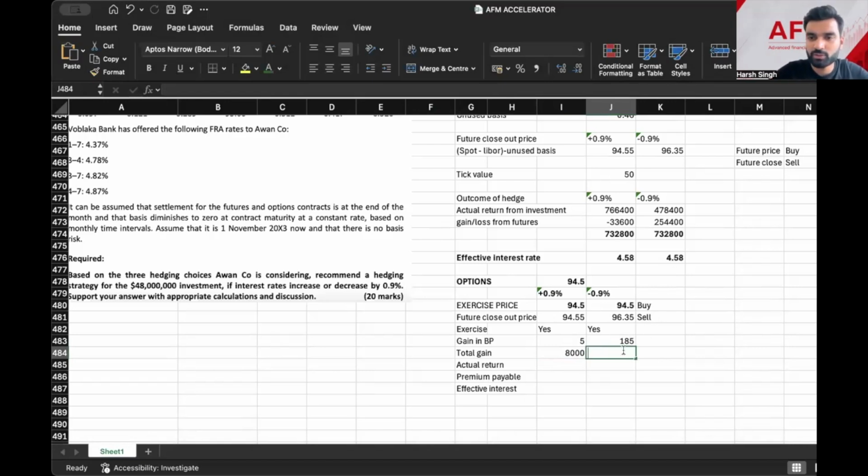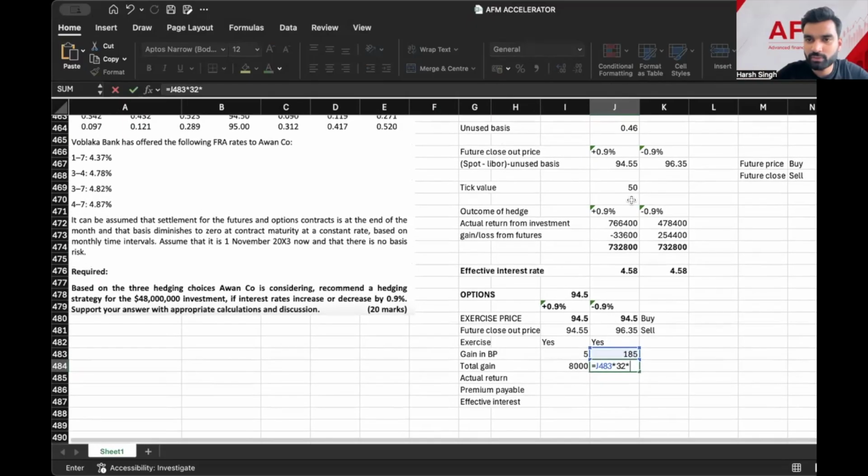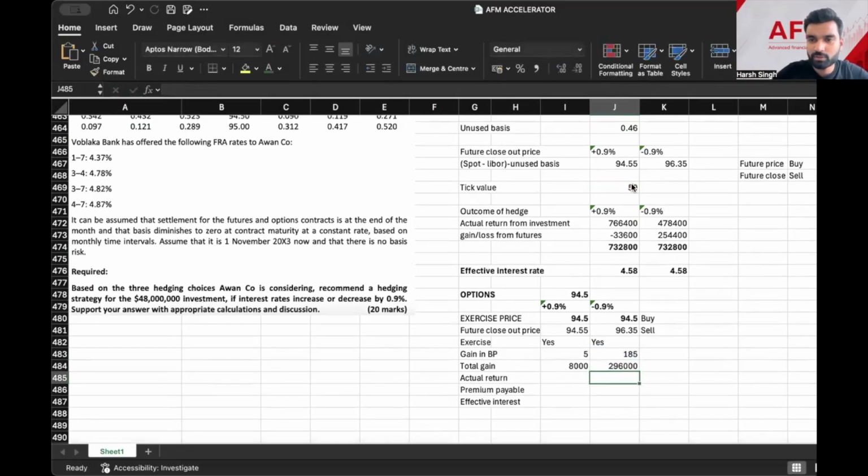So that will be equal to this amount multiplied by number of contracts, 32, multiplied by, what was the amount over there? 50, that is tick value. So 29,600. That's a good profit, I guess. Right.